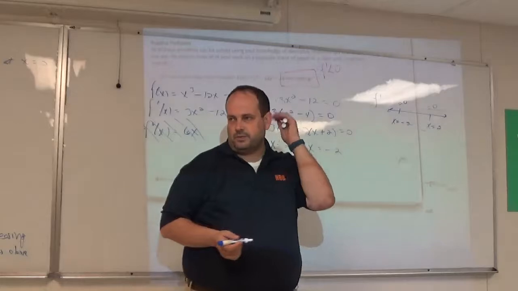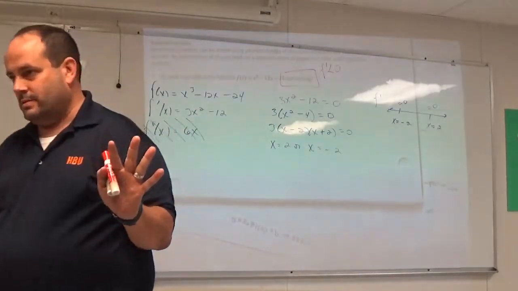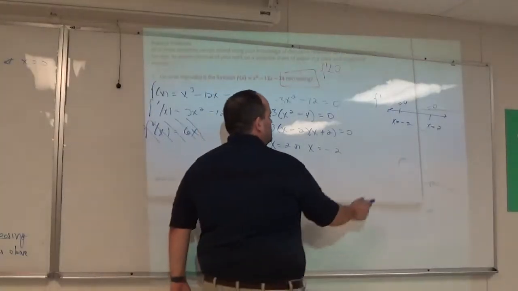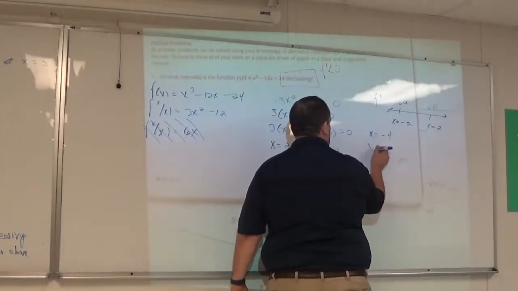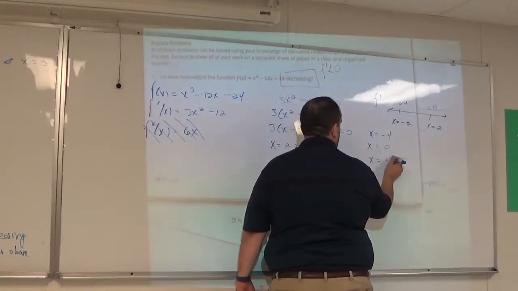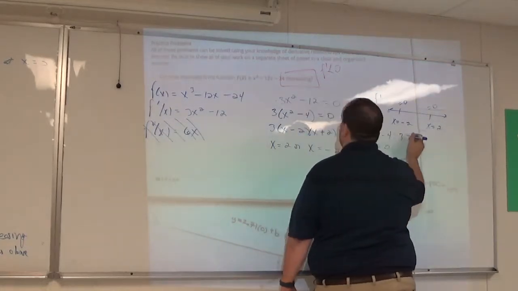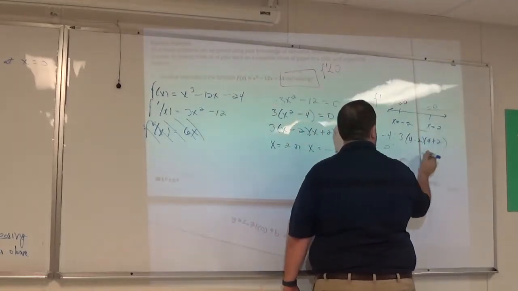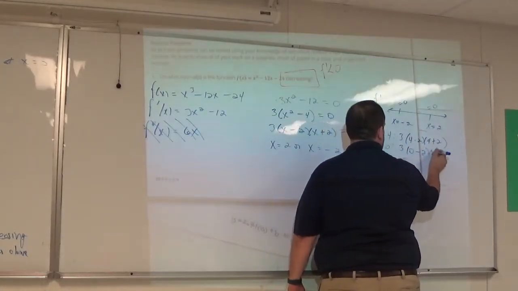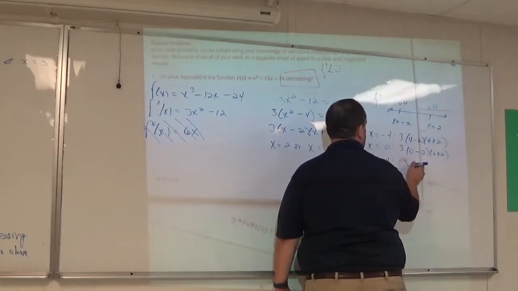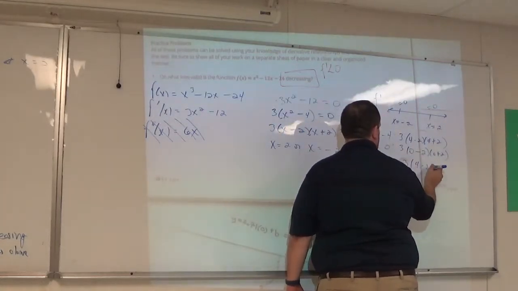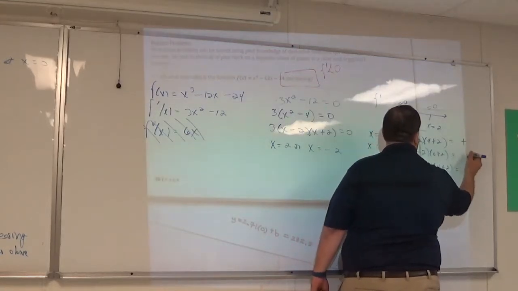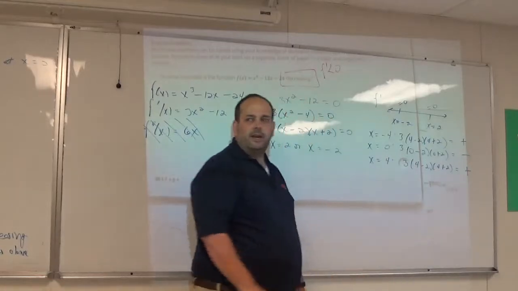Pick your test values. They don't have to be weird ones. They just have to be in the intervals that we care about. So maybe you're going to pick like negative 4. 3 times negative 4 minus 2 times negative 4 plus 2. 3 times 0 minus 2 times 0 plus 2. 3 times 4 minus 2 times 4 plus 2. Regardless of what you picked, I hope what you're getting is plus minus plus.